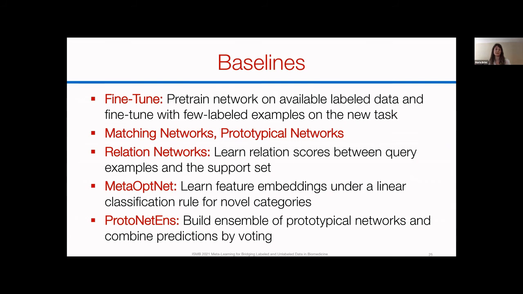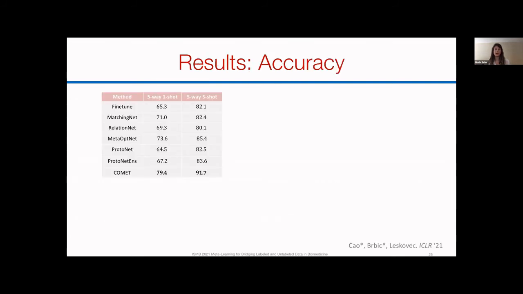And the results show that we can get significantly better performance in this task if we use a prior knowledge enhanced method, COMET, in both 1-shot and 5-shot settings. In the 5-shot setting, accuracy is over 90%, while in the 1-shot setting, it is almost 80%, which is a 6% improvement over the second-best method.